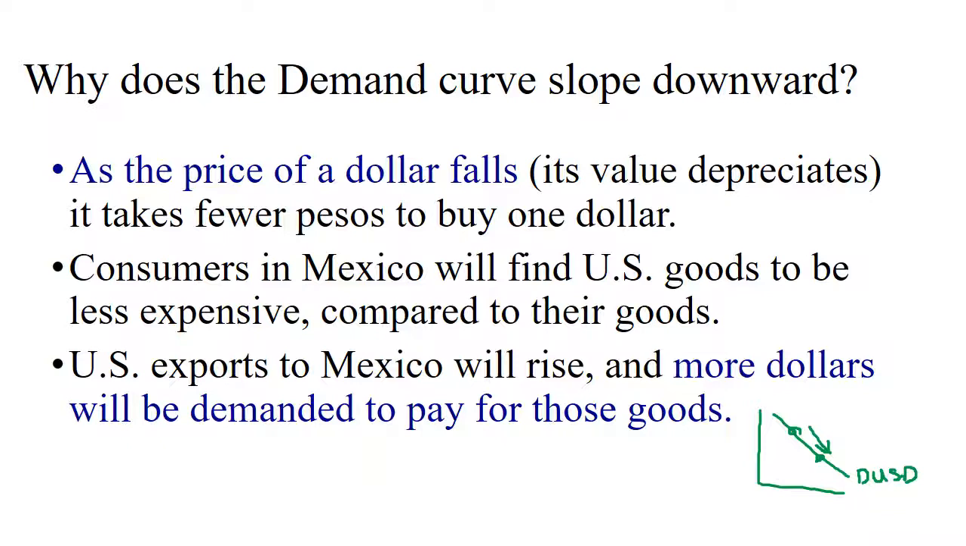So people in that other country, Mexico, will find American goods to be comparatively less expensive. Their peso now buys more. So the quantity of American products that they want to buy will go up. So you can see here, as we move along the curve, the quantity of dollars increases because they want to buy more products if their peso buys more dollars in our economy.